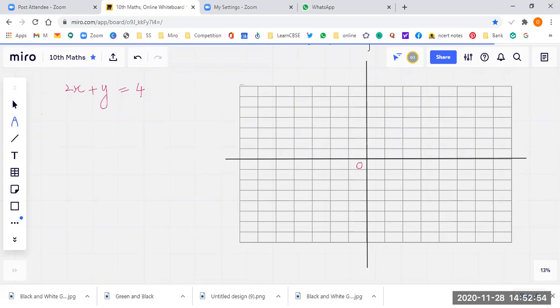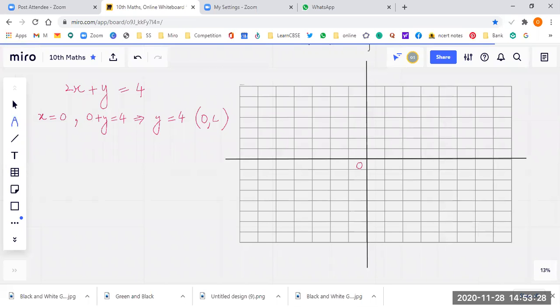First point: always take x is equal to 0, and then put x is equal to 0 in this equation. What does the equation become? 0 into 2 is 0, plus y is equal to 4. So from there you will get y is equal to 4. So what is the first point? 0, comma 4. Yes, x is 0 and y is 4.